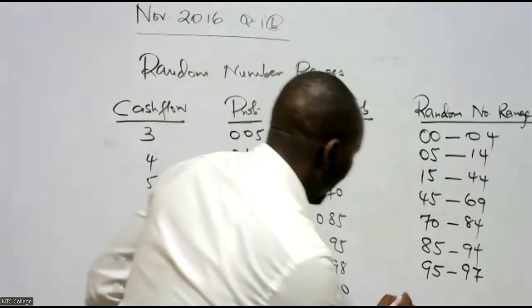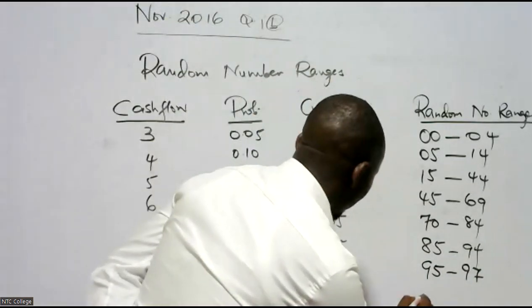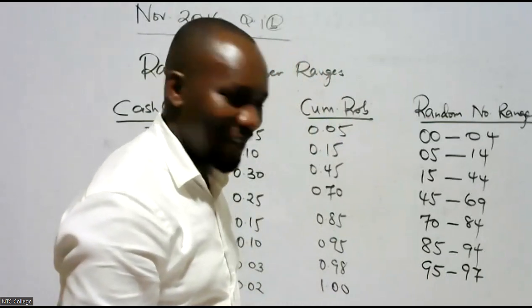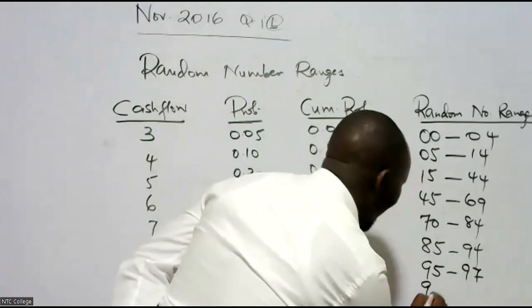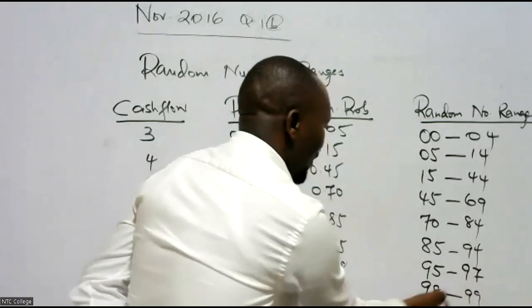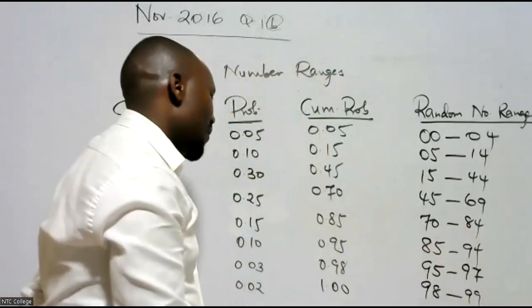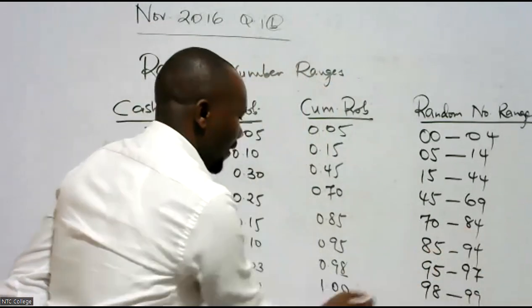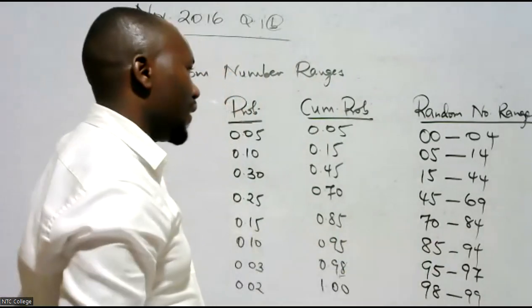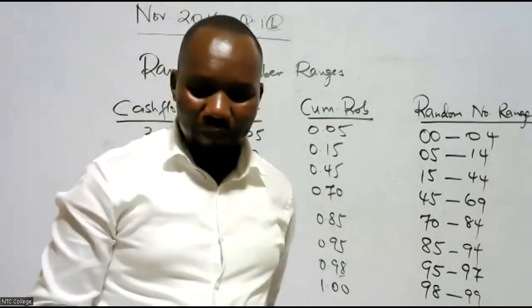97 to 99. 97. 98 to 99. 98. Sawa. 99. Don't repeat the number. Ukiona tu 7 iko hapa, haiwezi kuwa hapa definitely. So the upper limit is always the lower limit in the next line. So the upper limit is the lower limit in that line. So up to there we're okay.